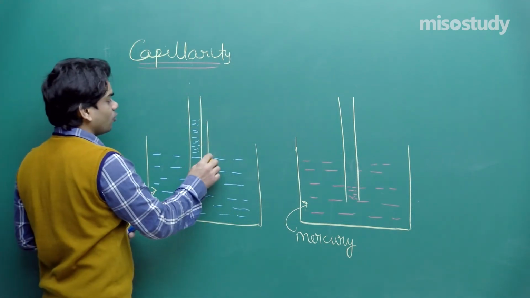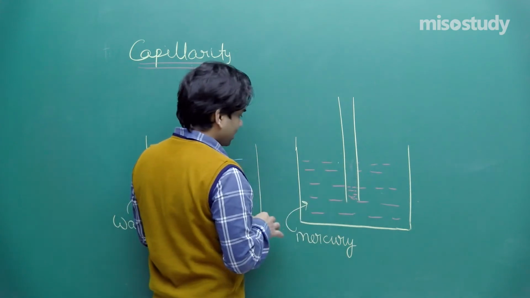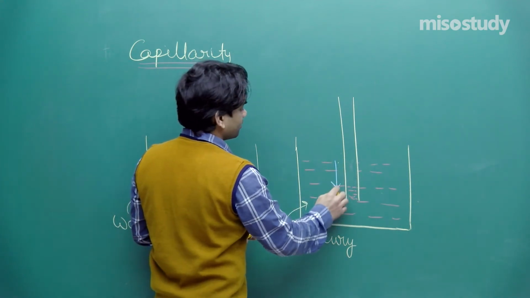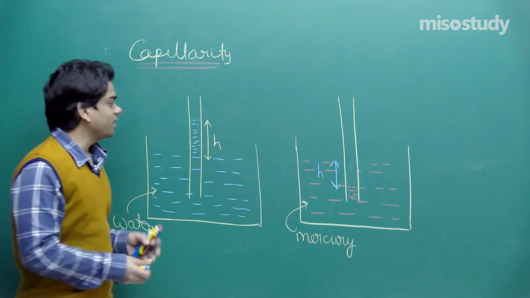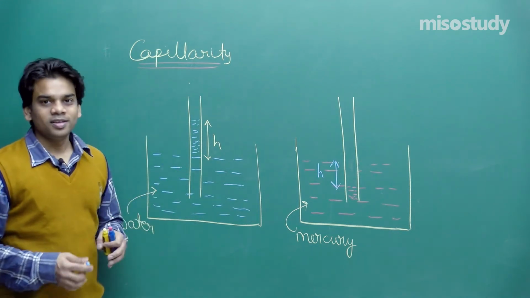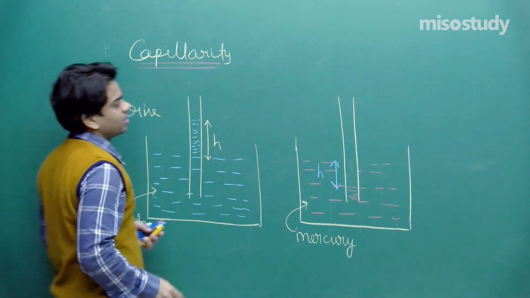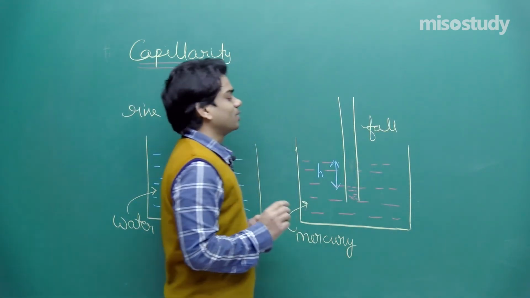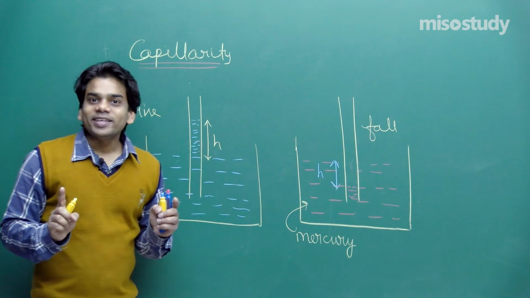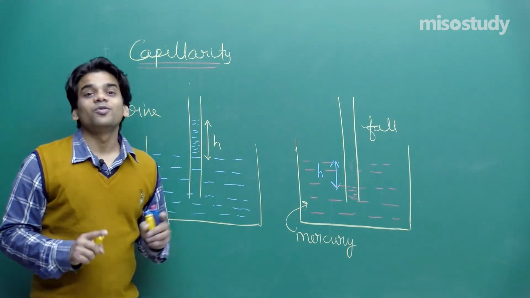Let me also mark the height of the water column from the free surface. Here the height is h that we are referring to. In one it will rise, in one it will fall. Here we find that there is a rise, and here there is a fall in the level of mercury in the capillary tube. What is the significance, and how can you decide which liquid will rise and which will fall?